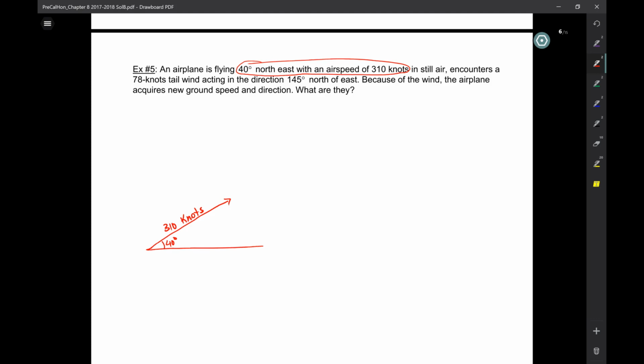Okay, so this one, 145 degrees north of east. If this is the east direction, 145 degrees will be about there, right? That way. Now, how big should that one be? If this is 310 knots, if we wanted to do it proportionally, how big is that? That's like 78 out of 310. It's about how much? It's about a quarter, right? So that should technically have a quarter of the size of this. So like very tiny.